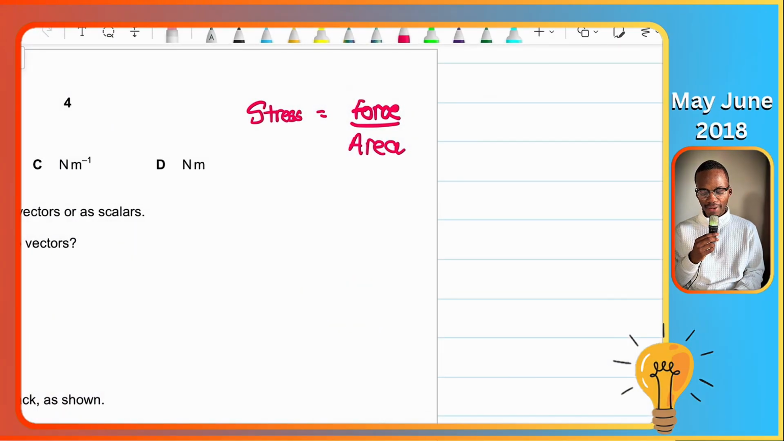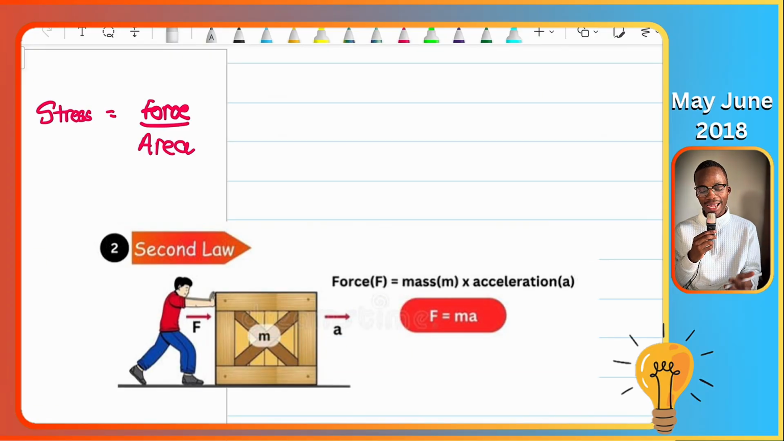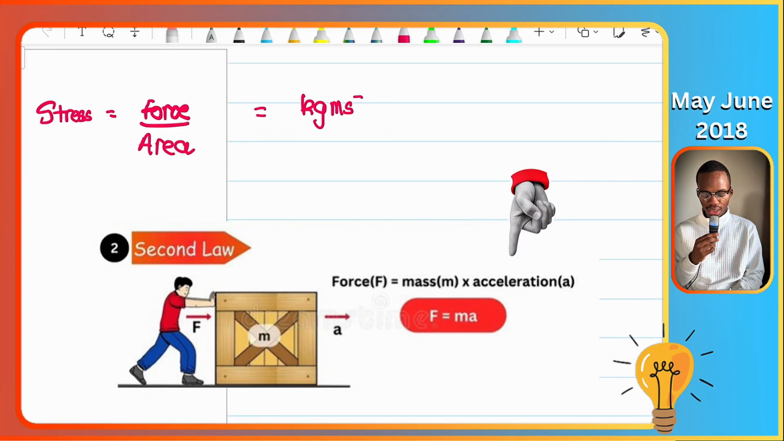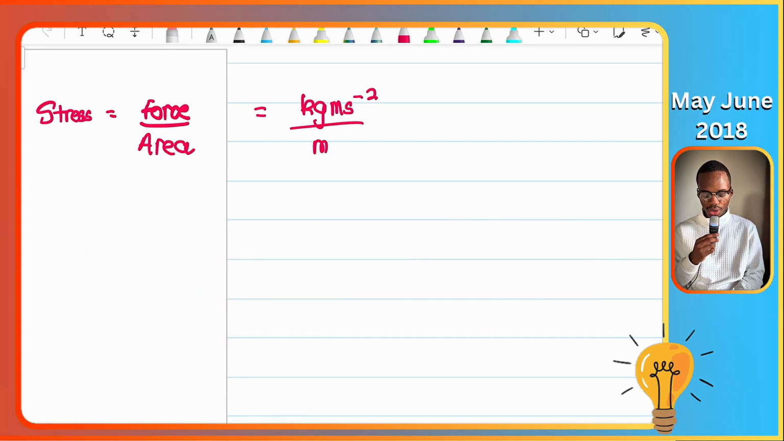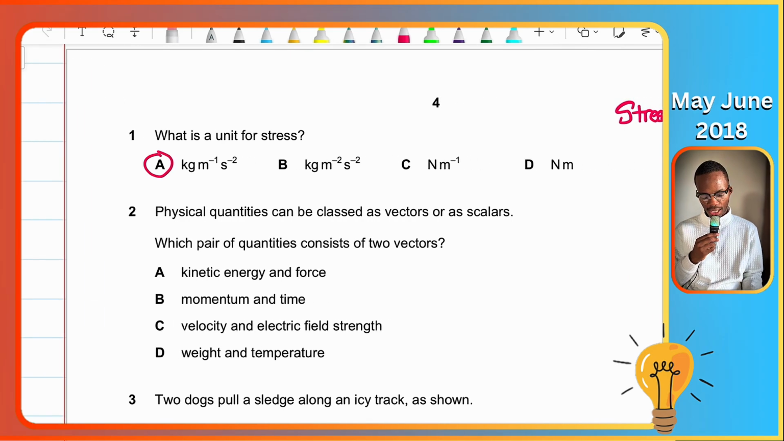So if you want to find the units for stress, you're going to look at the units for a force, right? You're going to be like, what are the units for a force? Fundamentally, a force is defined by Newton's second law, which is the product of mass and acceleration. So you know that the units for mass are kgs, and the units for acceleration are ms^-2. And if you divide by area, which is m^2, you're going to get kg m^-1 s^-2. I've just applied laws of indices here. So my correct answer is going to be A.